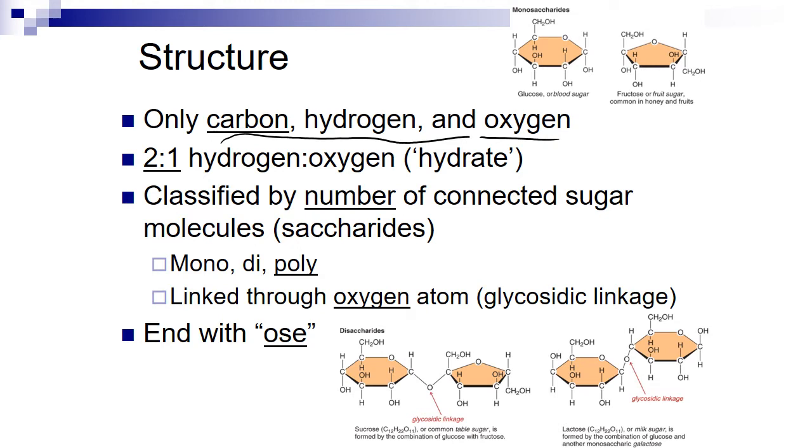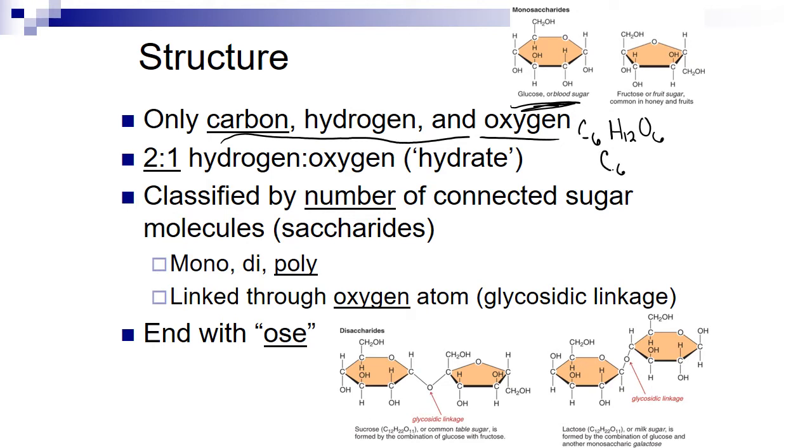What you'll find is that generally there's this 2-to-1 ratio of hydrogen to oxygen that really highlights that idea of a hydrate or a water. Let me give you an example. For example, up here we have glucose. Glucose has 6 carbons, 12 hydrogens, and 6 oxygens. Notice that it has twice as many hydrogens as it does oxygens.